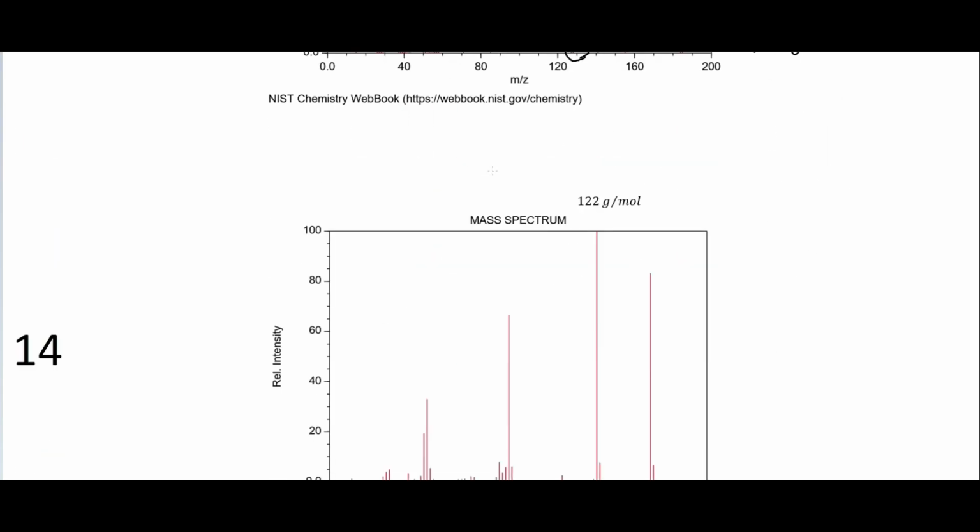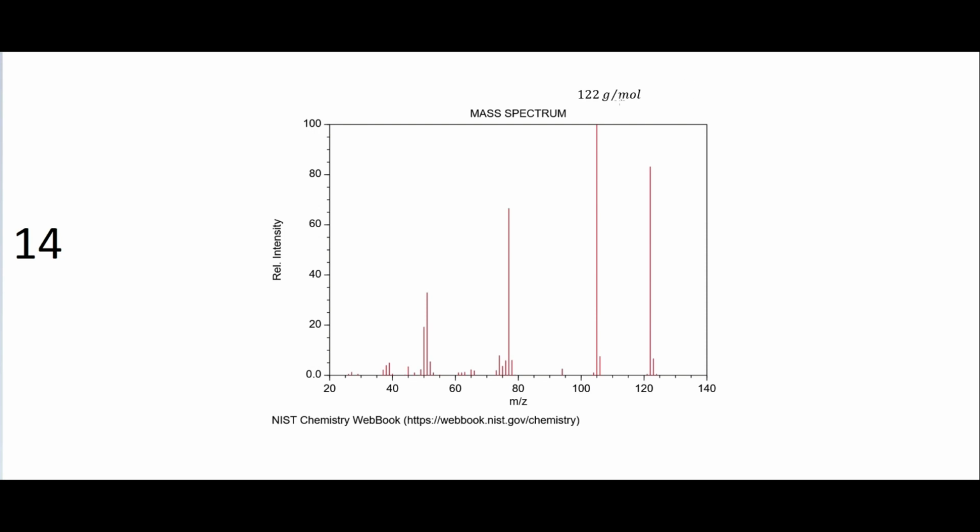And so the last one here, so we have a 122 molar mass. It looks like we do have that showing up on here. So that is our M plus right there. We have this peak right here, which is at 105. So 105 M over Z. We have this one here at 77, and we have this one here at 51.